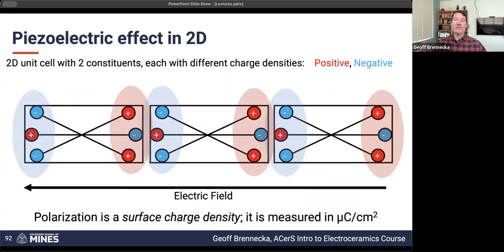So that's one unit cell. You stack these up and they influence one another. And what you end up with is that polarization is a surface charge density.